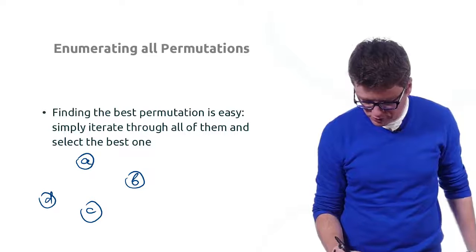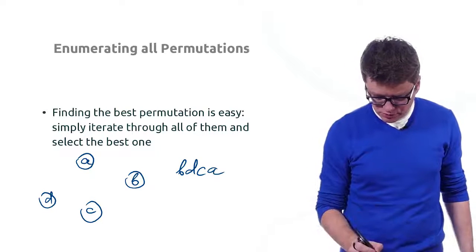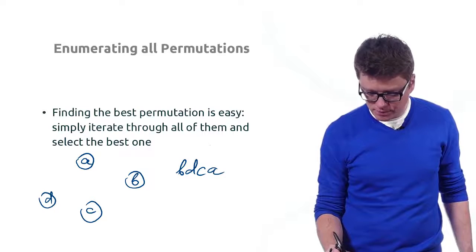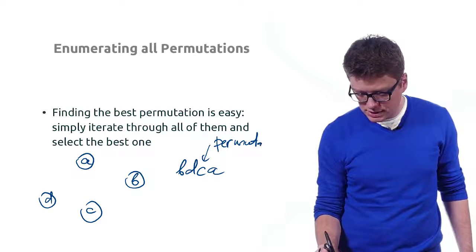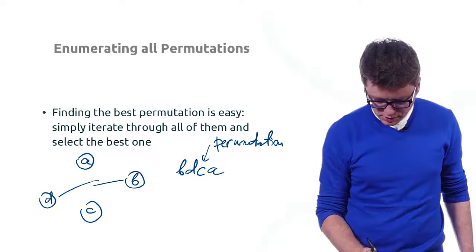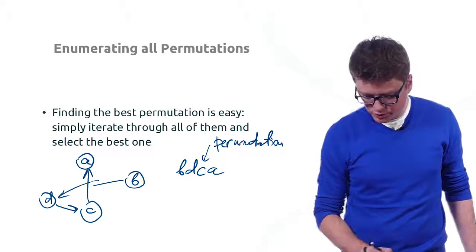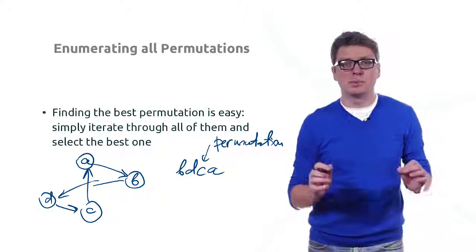So what we need to find is actually an order of visiting these nodes. One such order is, for example, BDCA. This corresponds to the following. So this is a permutation, right? And of course it defines a cycle. From B we go to D, from D we go to C, from C we go to A, and then we return back to B, because this is the first element of our permutation.